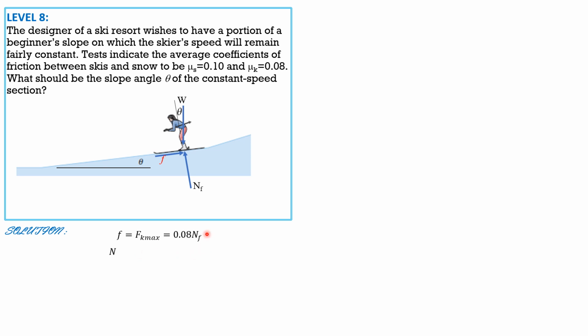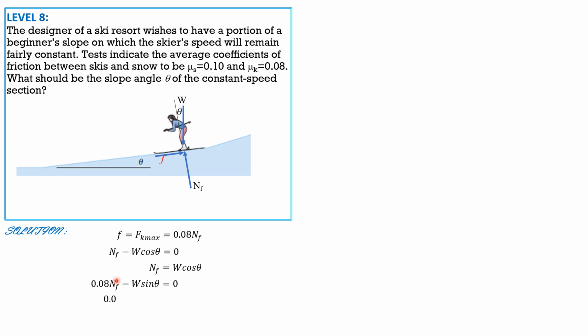Summation of forces normal equals 0, so the normal force NF minus W cosine theta equals 0, so NF is equal to W cosine theta. Then summation of forces horizontal equals 0, so 0.08 of NF, which is the friction max here in the dynamics range, minus W sine theta equals 0.